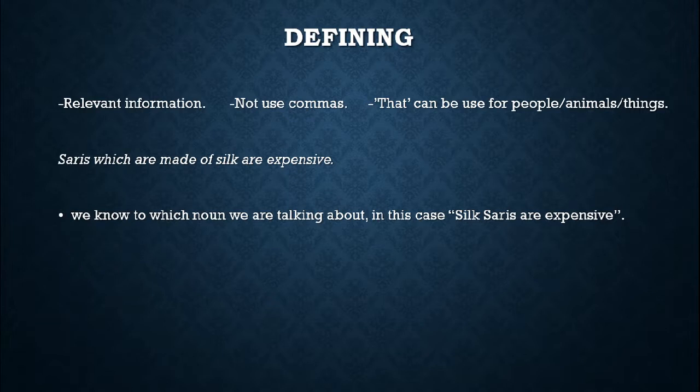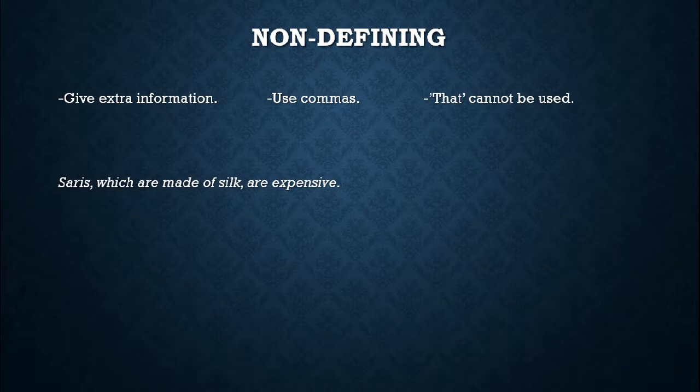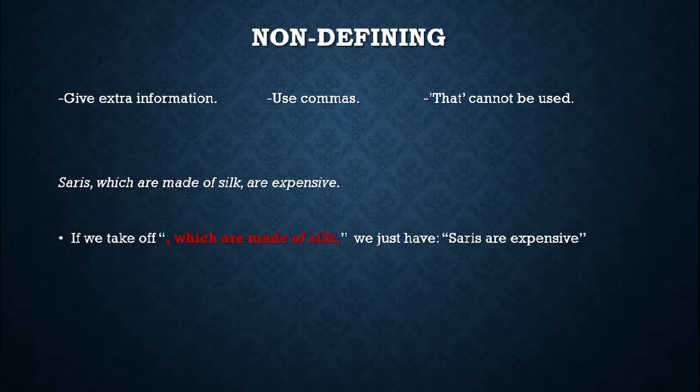Now, about non-defining clauses, these give us extra information. Who, which, when, where, and whose use commas to set off non-defining elements, and do not use that in non-defining relative clauses. For example, saris, which are made of silk, are expensive. If we take off which are made of silk, we just have saris are expensive. And also, we can infer that all saris are made of silk.